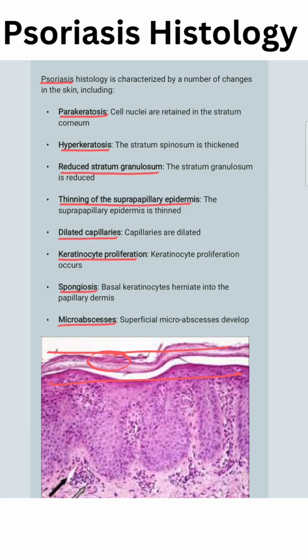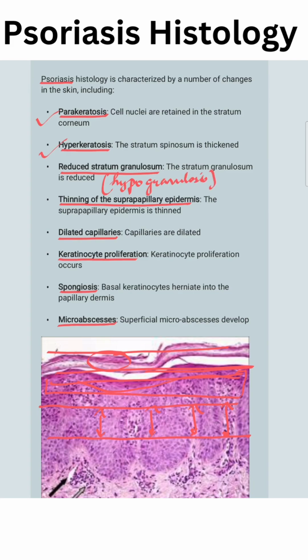Again, hyperkeratosis. What is hyperkeratosis? So this area, stratum spinosum, is more than the usual thickness. So this is hyperkeratosis where stratum spinosum is thickened. Again, now stratum granulosum is reduced. So this area will not have any granules the way it has to be. So this is also called hypogranulosis.